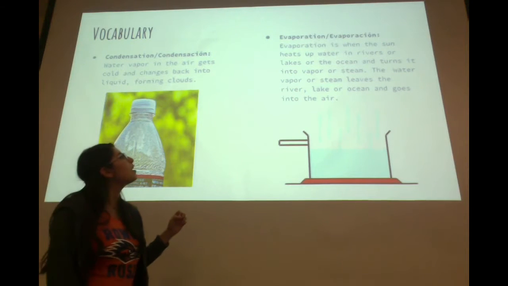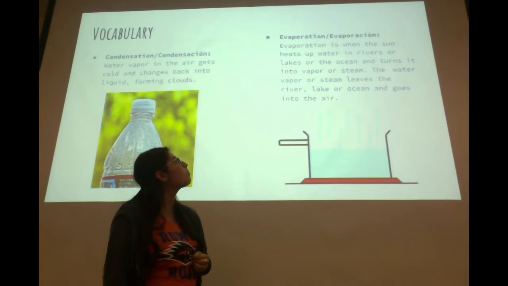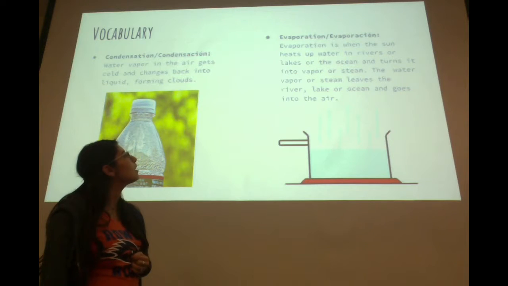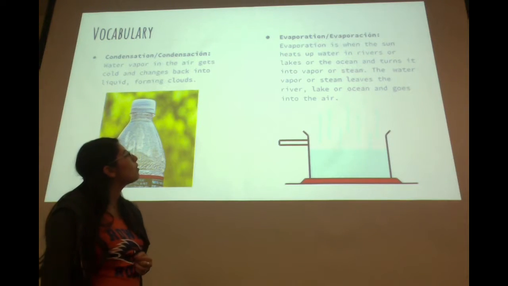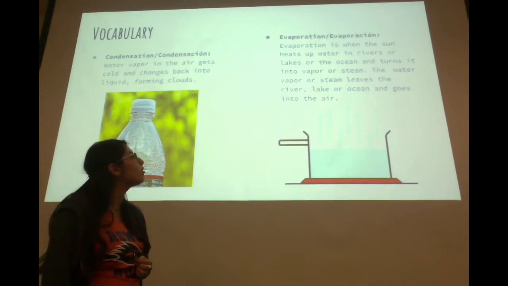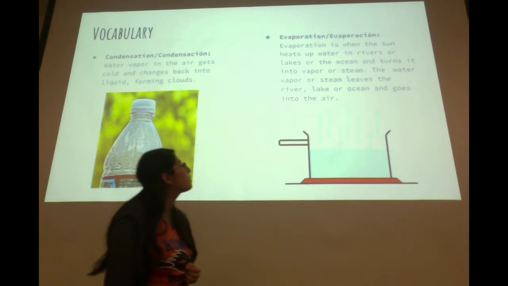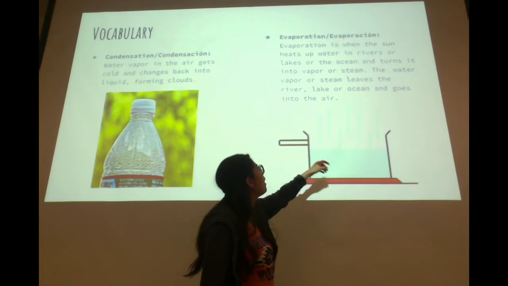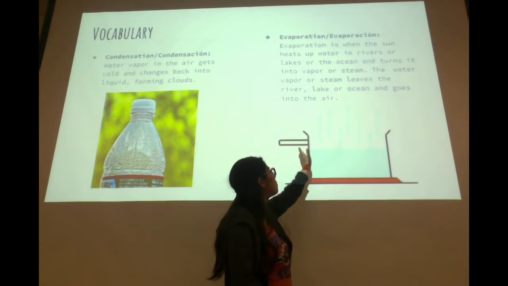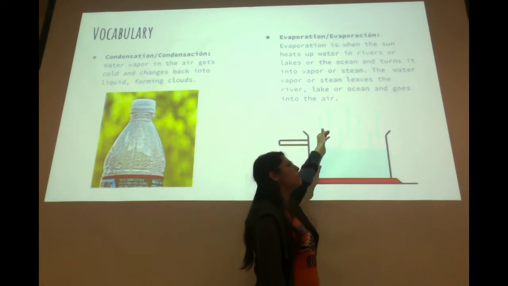The next one is evaporation. So evaporation is when the sun heats up water in the river or lakes or the ocean and turns it into vapor or steam. The water vapor or steam leaves the river, lake, or ocean and goes into the air. So as you can see, this is like a pot of boiling water, and it's evaporating into the air. So the water that's in here is turning into steam.